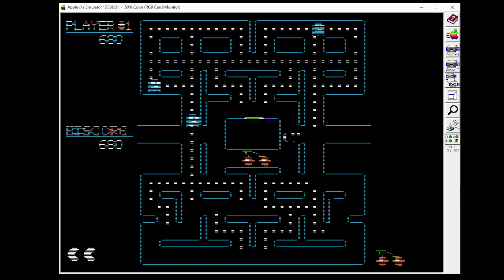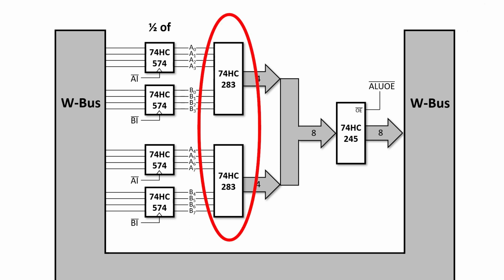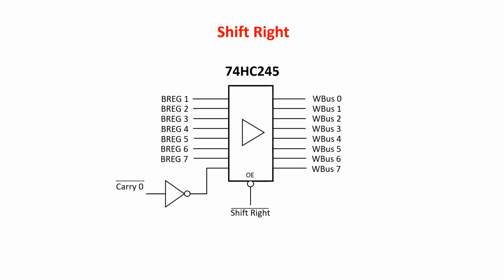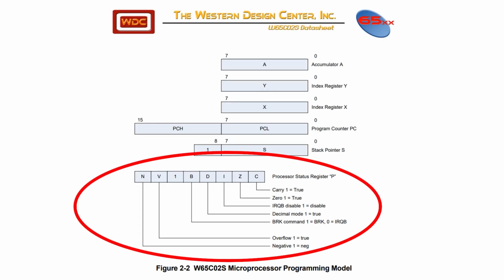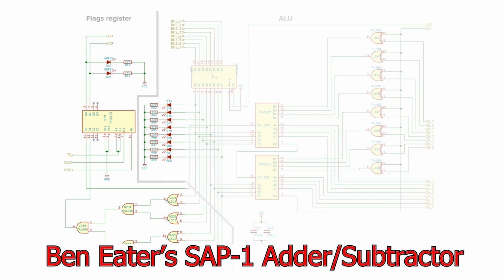In the last video, we replaced the 283 adders that Ben Eater used with some 74HC181 ALU units. This can handle all the logic and arithmetic instructions within the 6502, with the exception of shift right. For that, we needed an extra 74HC245. Now we'll implement the status register, which is tightly coupled with the ALU, and we'll start off by looking at how Ben Eater did it. He calls it the flag register instead of the status register, but you can see it here on the left-hand side of the schematic. A single 74HC173 contains the carry and zero flags.